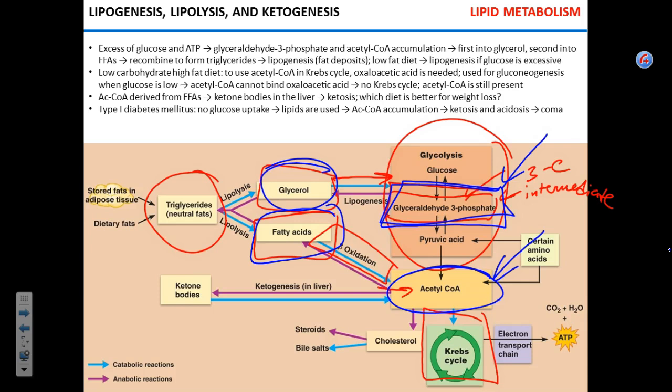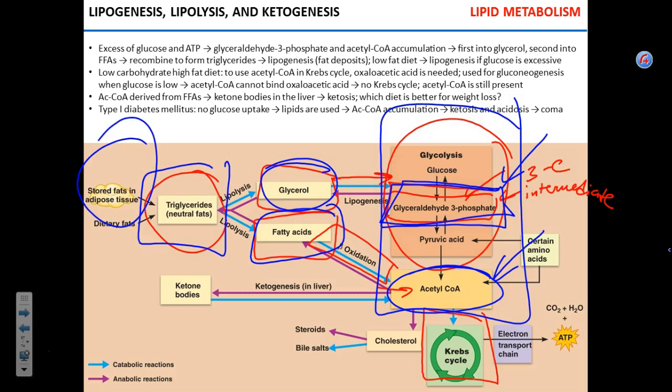So for this reaction, it doesn't really matter where acetyl-CoA goes. What happens to glyceraldehyde 3-phosphate? Nobody cares. Does that make sense? As long as they're being utilized. So when you produce glycerol and fatty acids, they can combine into triglycerides, and triglycerides will be stored. Does that make sense? Do you understand? Yes.